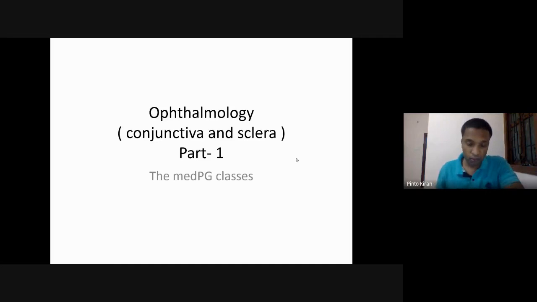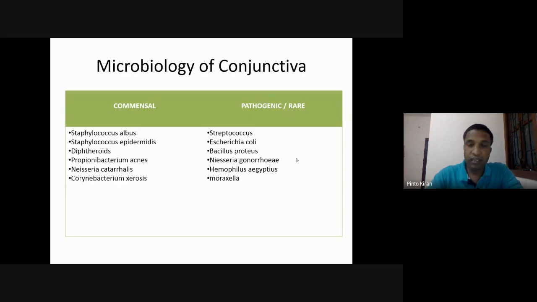Hello, good evening, everyone. I think in the last class we covered the cornea majority, about 90-95% of the cornea part. Today we will start with a fresh topic, that is the conjunctiva. In the first class, if you remember, I have taken the anatomy of the conjunctiva. So we'll start straight away with the microbiology of the conjunctiva.